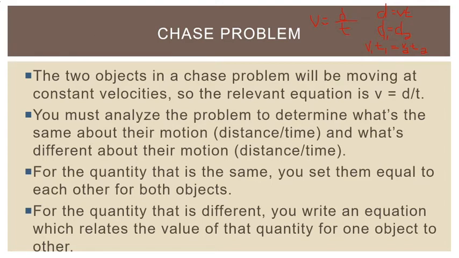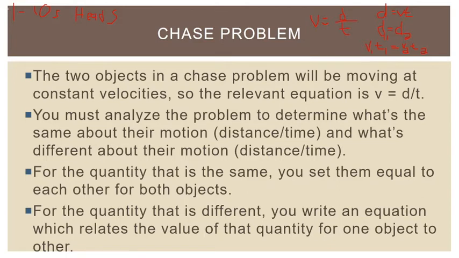So let's say object 1, in this example where the distances are the same, object 1 gets a 10-second head start. If object 1 got a 10-second head start, then that means object 1 and object 2 are going to be traveling for different amounts of time. This is when you're really going to have to think about it.